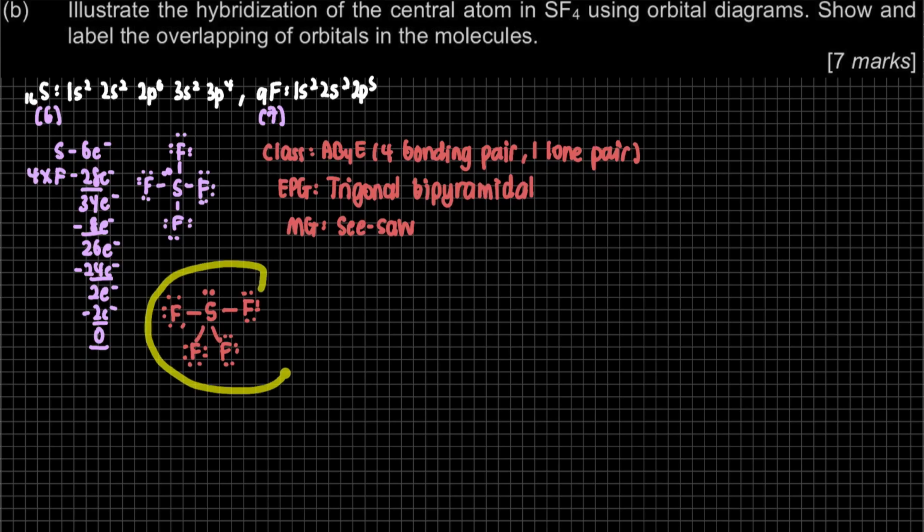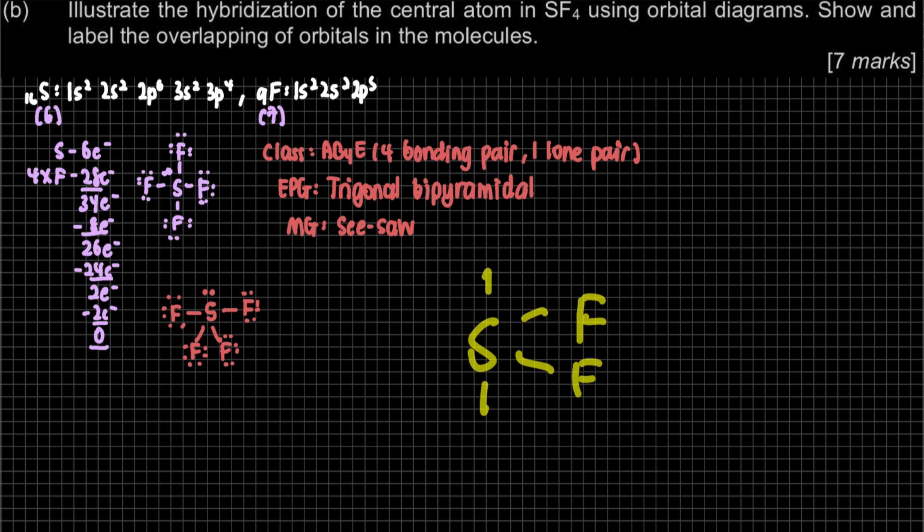So this is the way that I've drawn it. If you draw your trigonal bipyramidal like this one, it means we are going to remove this one, and this will be our lone pair. It will become like this, F, F, F. This will be our seesaw. Both are accepted. So right now we know the shape.